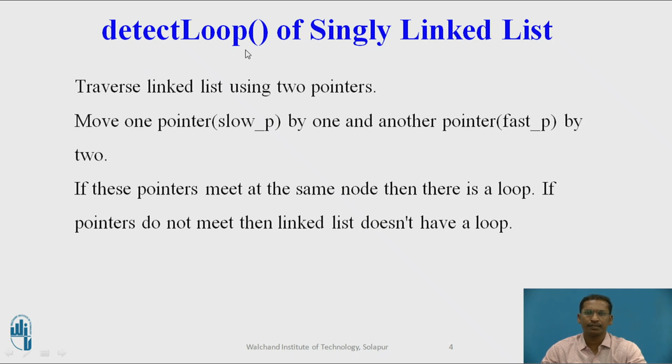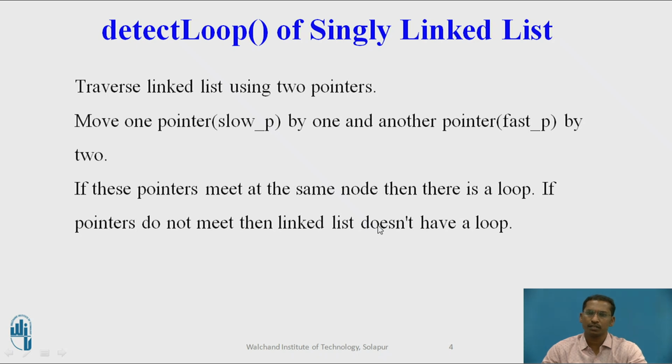Now, detect loop is one of the functions we are going to write. How to find out whether the singly linked list contains the loop or not? Traverse the linked list using two pointers. Normally we traverse using one pointer, but here we are using two pointers, which we call the slow pointer and the fast pointer. Move one pointer, the slow pointer, by 1, and the other pointer, the fast pointer, by 2. If these two pointers meet at the same node after some traversal, then there is a loop. If the pointers do not meet each other in the linked list, then there is no loop present in the linked list.